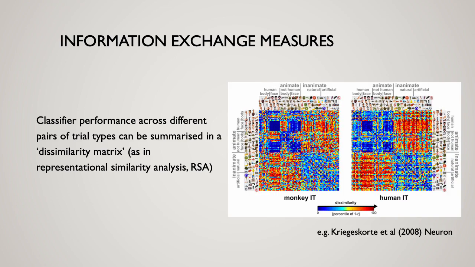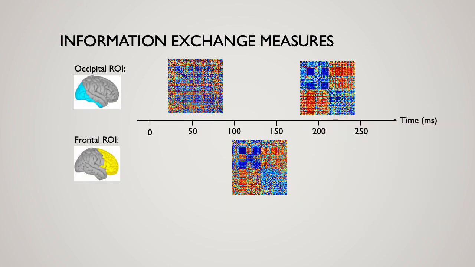This idea has been used in many studies, where it's often referred to as representational similarity analysis. A strength of this approach is that the dissimilarity matrices can be compared across brain regions or across imaging modalities or even across species. If we represent the information carried by different brain regions in this way, we end up with one of these matrices for each region of interest and each time bin.